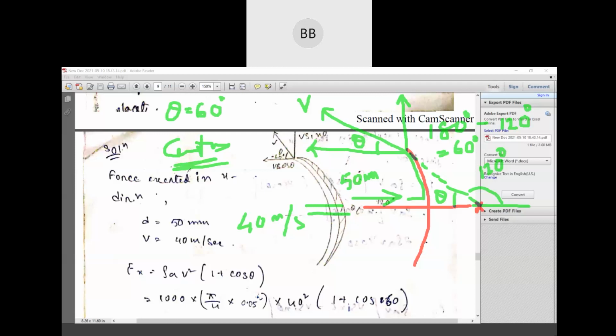So your jet of water, 50 mm with a velocity of 40 meter per second, strikes at the center of the symmetric curved vane, and the jet of water gets deflected at an angle of 120 degree. So theta is equal to 60 degree. Now you have to solve. This will be your v cos theta, and this will be your v sin theta. You have to find out F of x and F of y. Let's start with F of x.